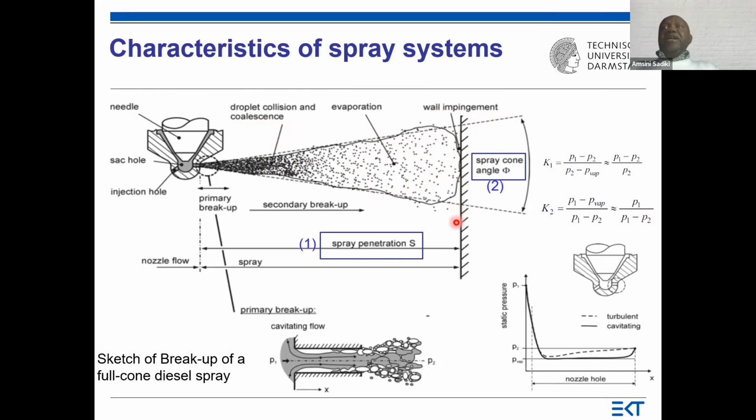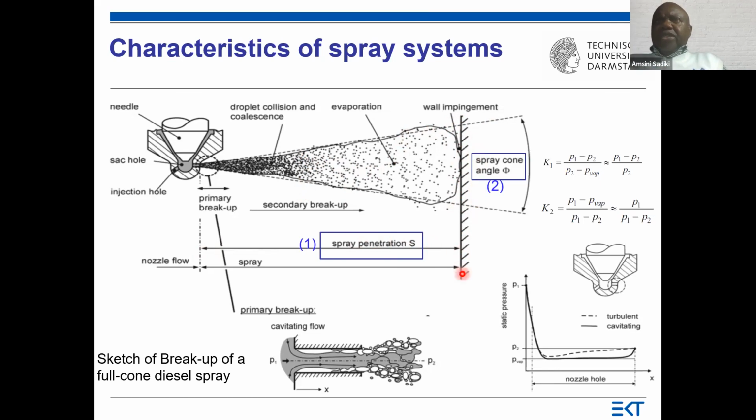And the global quantities we can get here: the first one is the spray penetration. So how long the spray can penetrate up to this wall impingement. This is the spray penetration, and also the spray spread in space. And we can have also the so-called spray cone angle. This is this one, and they are the characteristics of our spray.